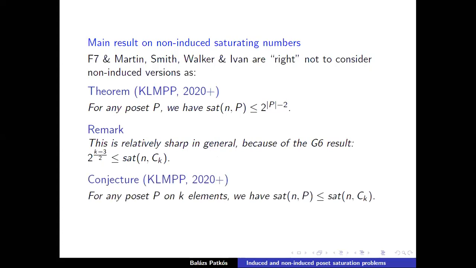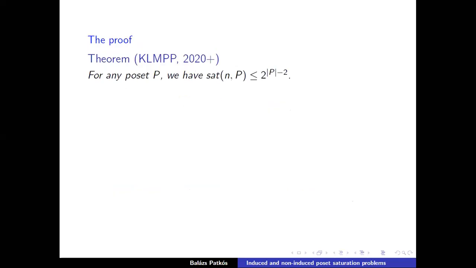Okay, and what we conjectured, based on this result of ours and on this lower bound from several years ago, is that probably among all k-element posets, the hardest to saturate is the chain. So this is a conjecture that we think to be true. We have no idea how to prove that, but anyway. Okay, so actually I will show you the proof of this theorem.